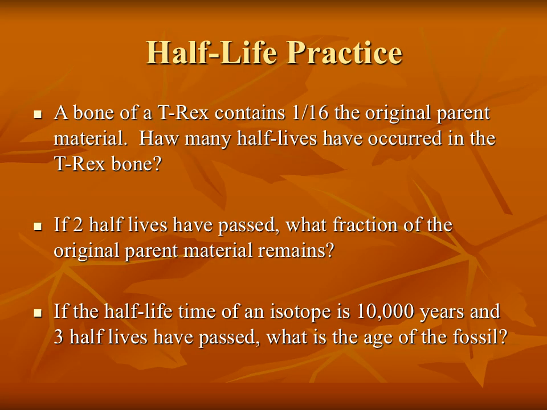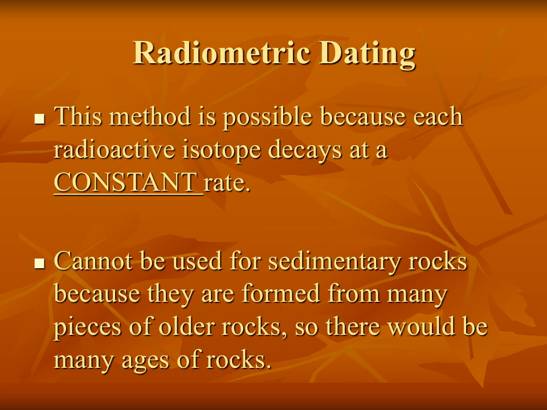If the half-life time of an isotope is 10,000 years, meaning it takes 10,000 years for half of that sample to decay, and 3 half-lives have passed, what's the age of the fossil? In this case, you would just multiply those numbers. So you would have 10,000 times 3, which would mean 30,000. The fossil would be 30,000 years old.